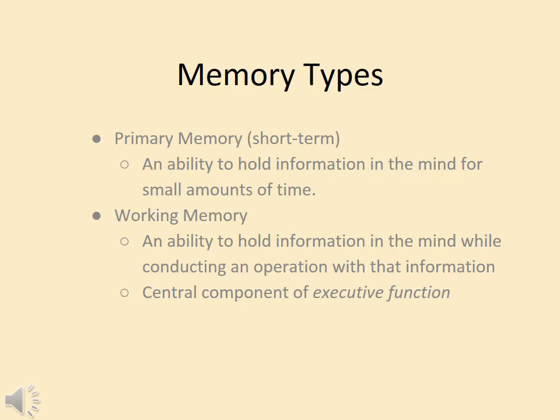You may have not gotten all of those, and that is an example of your primary memory, how you can hold on to information in the mind for small amounts of time, and it can be pretty mundane or arbitrary. Now if you were to add those numbers up, that would be an example of working memory. You're taking that information while conducting an operation on that. And if you're wondering, the answer is 33.